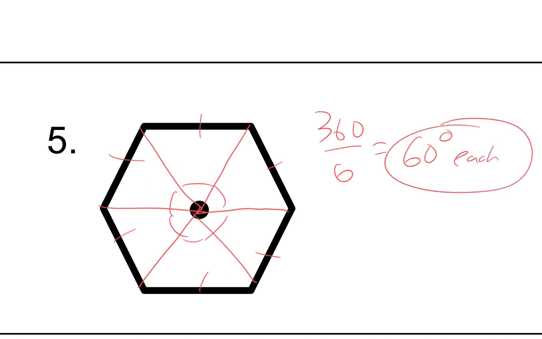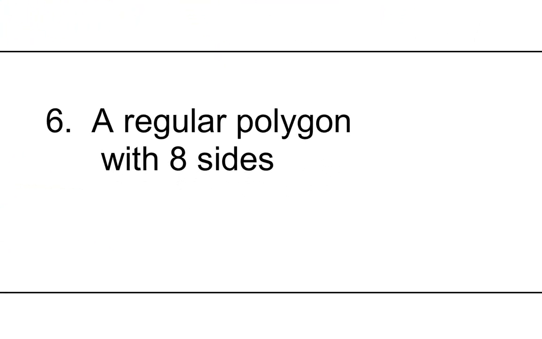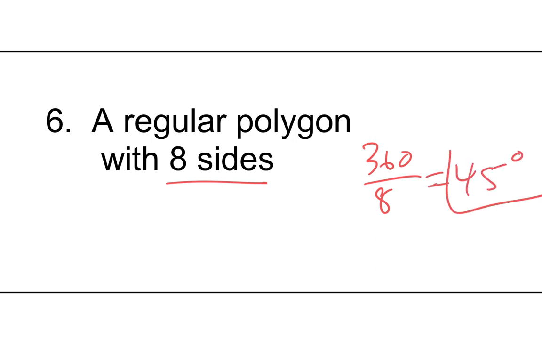Keeping that in mind, see if you can get this last one. This is a little higher level, but you got this. A regular polygon with 8 sides. What we said is 360 divided by the number of sides, so that's going to be equal to 45 degrees. That's all we have to keep in mind.